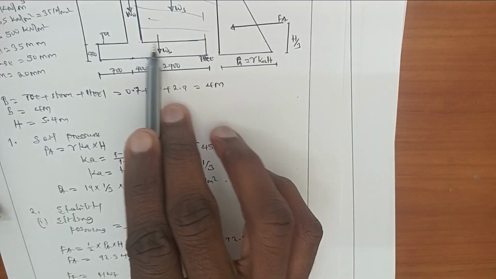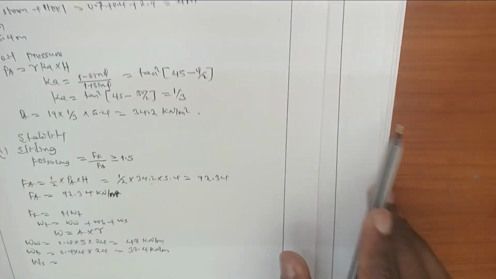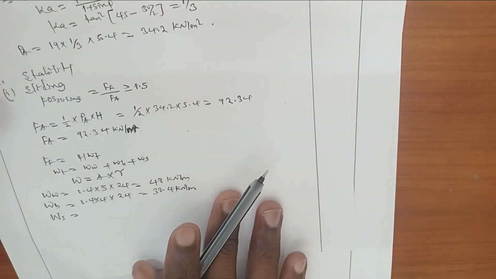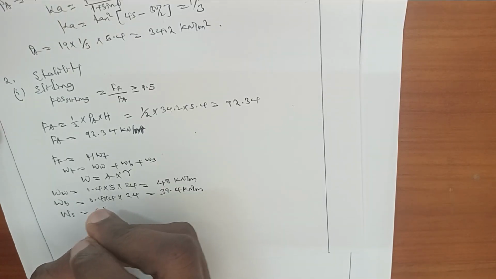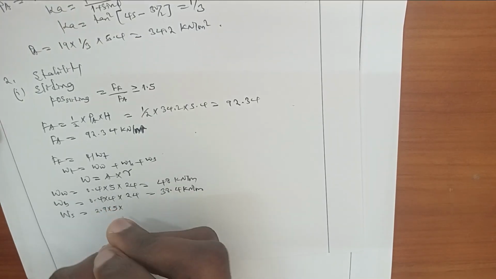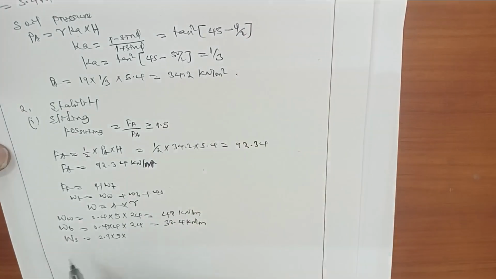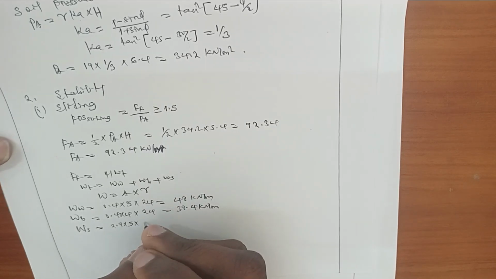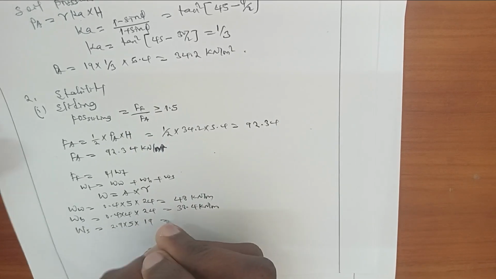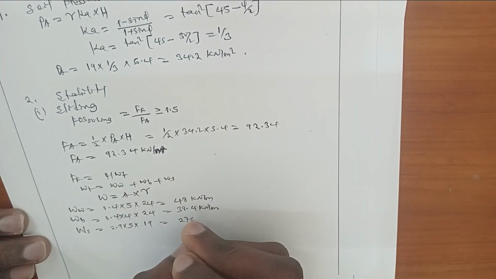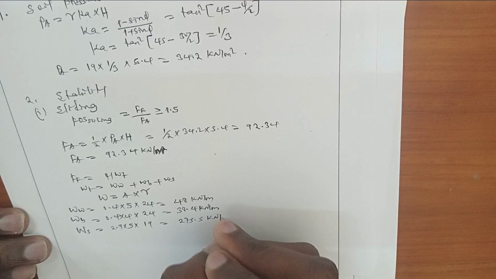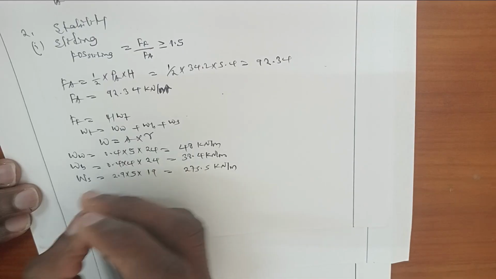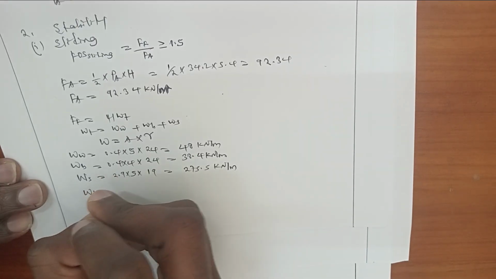So the width of the heel slab is 2.9 and its height is 5 meters. Its area will be 2.9, which is width, times height, which is 5, times the unit weight of soil, because this is the weight of soil on the heel slab. The unit weight of soil is 19. It will be equal to 275.5 kilonewton per meter.